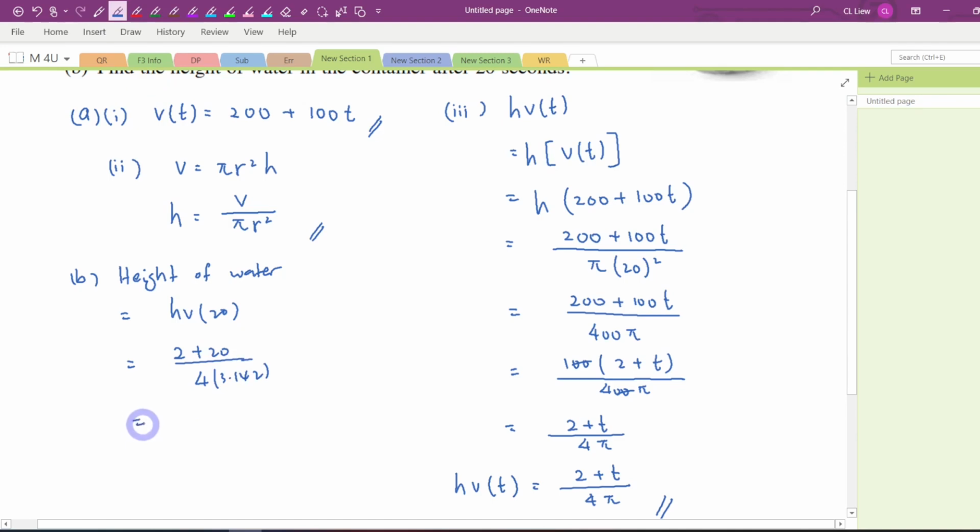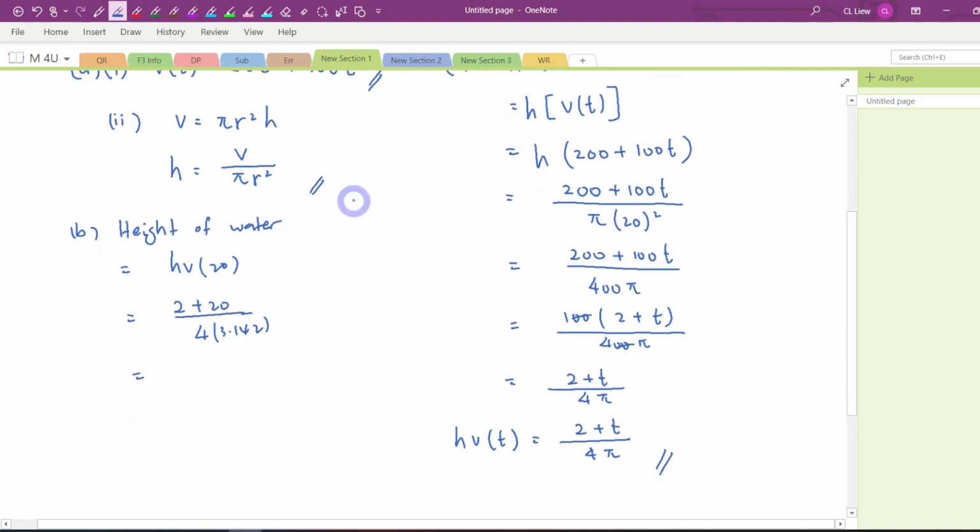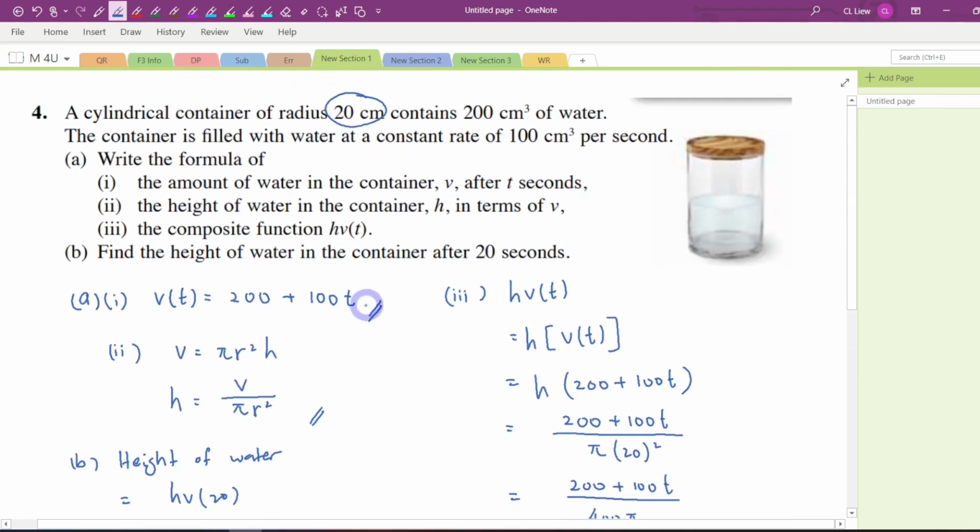Okay, let's see whether this answer is correct or not. Just press the calculator. So 2 plus 20 over 4 times 3.142. Okay, let me just round it off to 2 decimal places, so the answer is correct, which is 1.75 centimeters. Okay, this is the answer for part B.